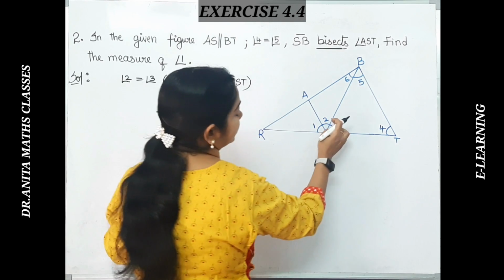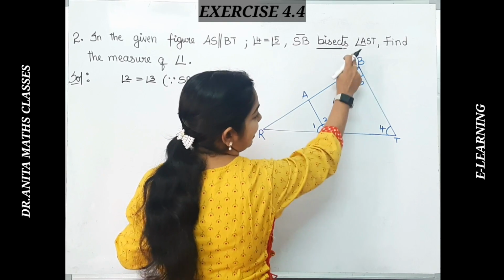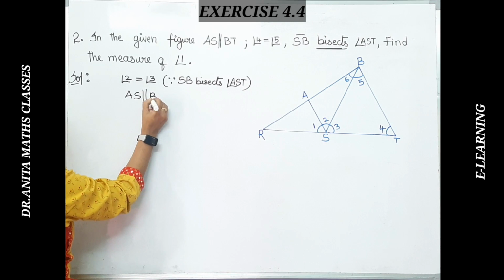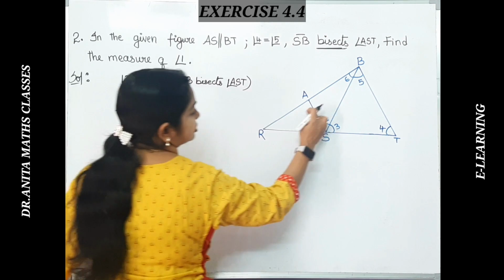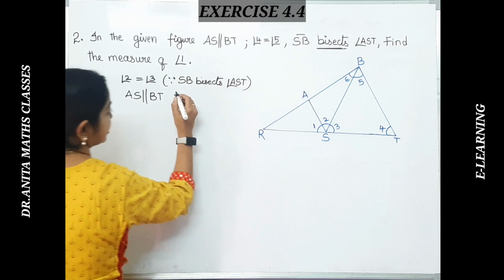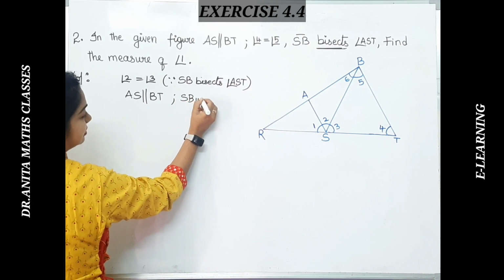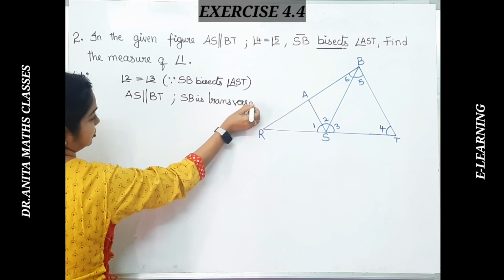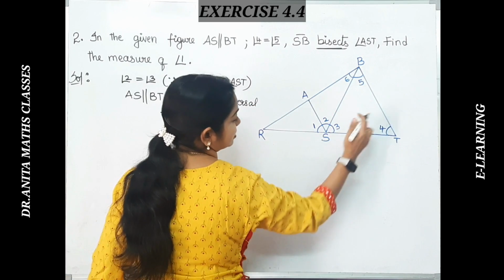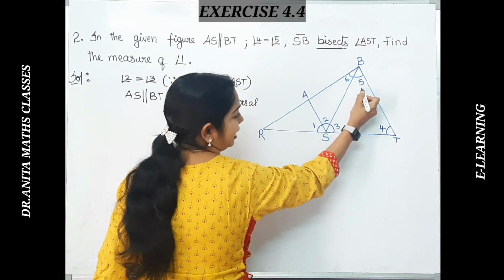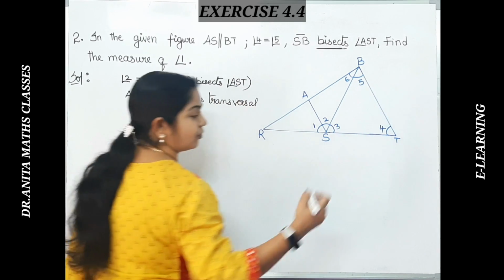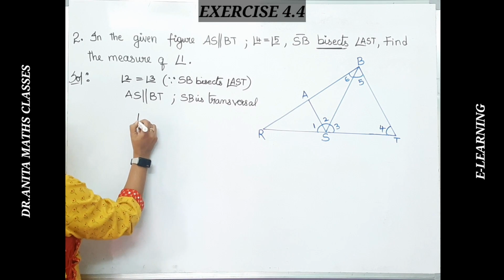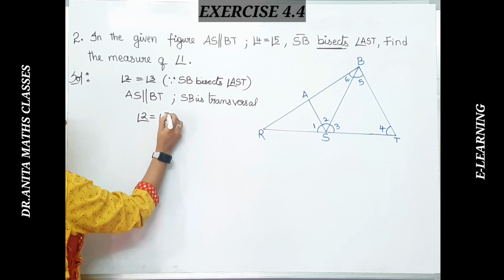We got that. Now here, AS is parallel to BT, and if these two are parallel, SB is the transversal. SB is the transversal, and angle 2 equals angle 5. See, angle 2 and angle 5 form alternate interior angles. So angle 2 equals angle 5.